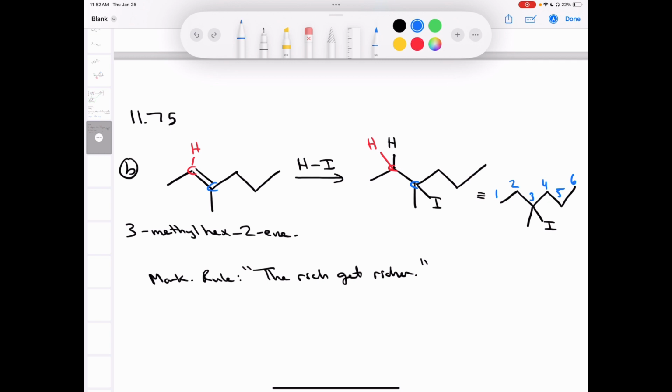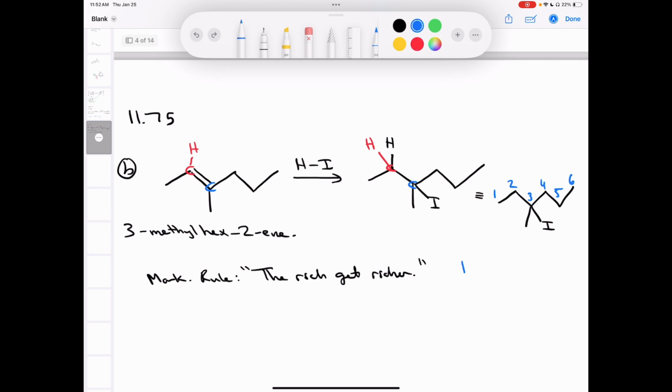So if we make a list of what we've got, some kind of hexane because we have 6 carbons. It's an alkane. There's no alkene anymore. We've got a 3-methyl, and we also have a 3-iodo. All right, remember the prefix for iodine is iodo. Now, we're going to order these in alphabetical order, so I comes before M.